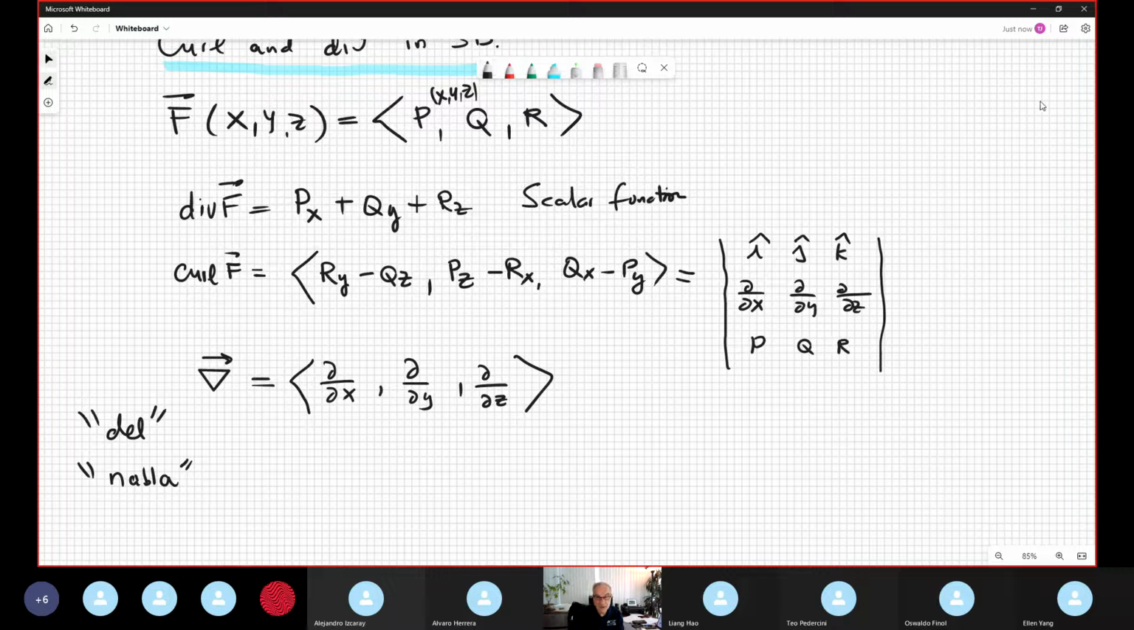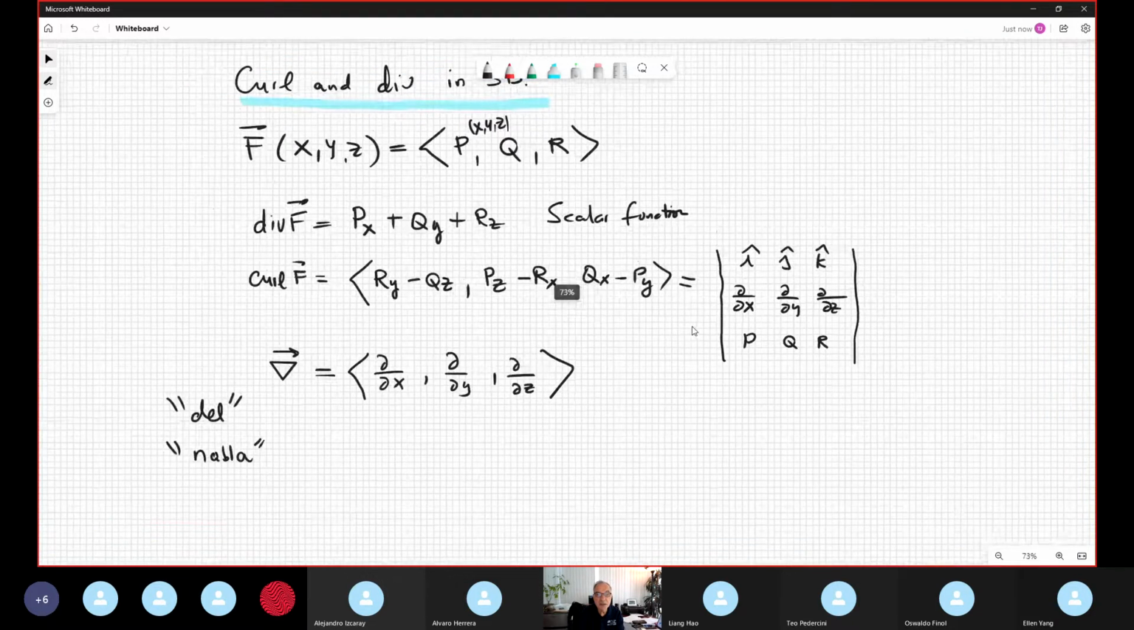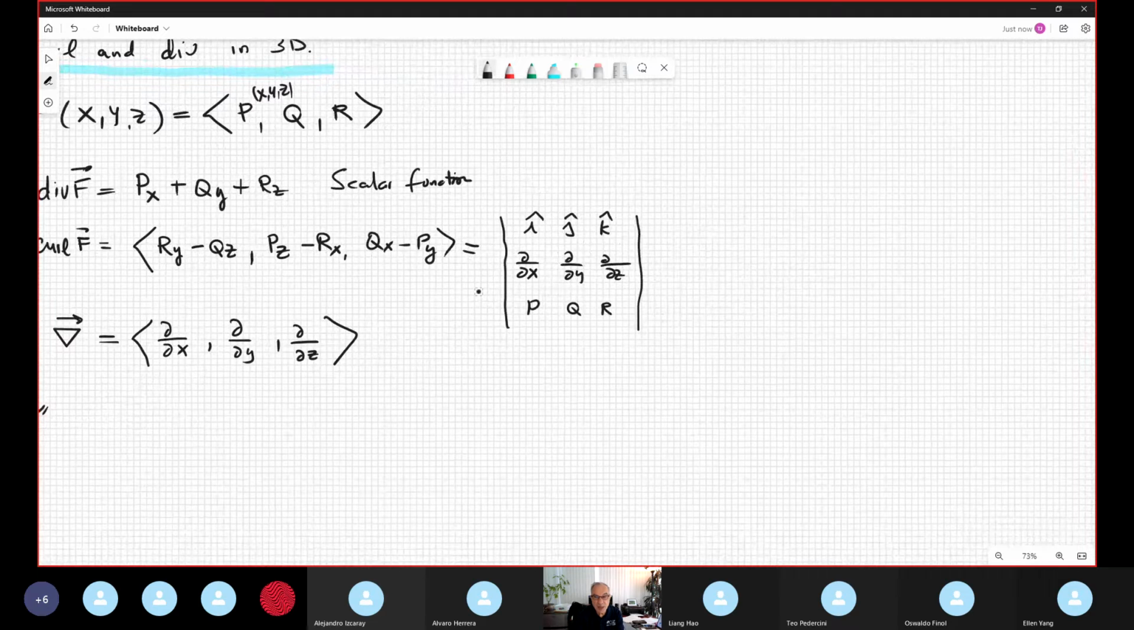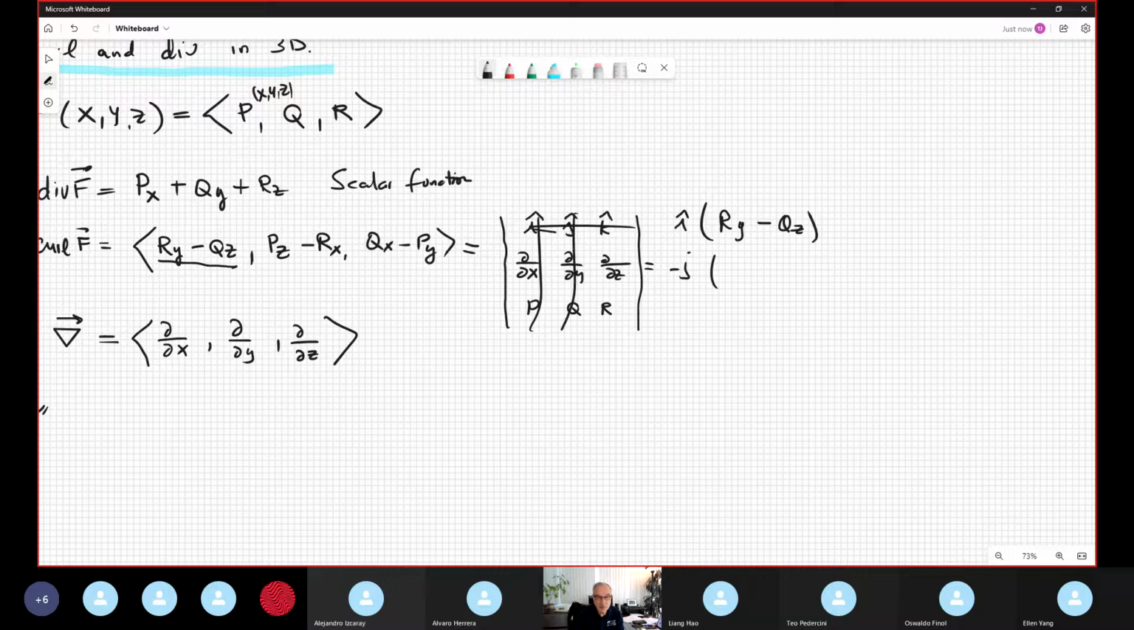And when you're solving this, let's do it quickly. Suppose the component i: you delete mentally this row and this column, and it is partial R with respect to y. Do you see? Minus partial Q with respect to z. Wow, exactly the same as this. Minus j: partial derivative R with respect to x minus partial derivative P with respect to z.